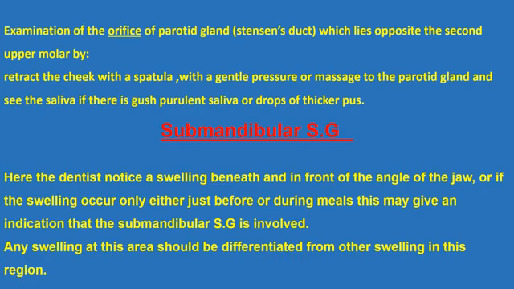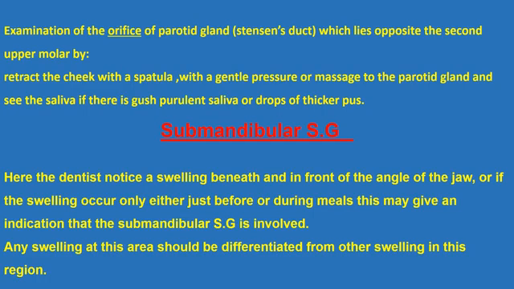Also, examination of the parotid gland includes inspection by asking the patient to open his mouth and retract his cheek and see the orifices of the duct of each parotid gland. As we know, the duct lies opposite the upper 7, and see if there is pus discharge or any abnormality or decrease in the secretion of saliva. All these are observed by inspection of the orifice of the parotid gland.